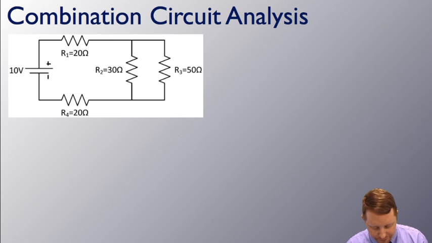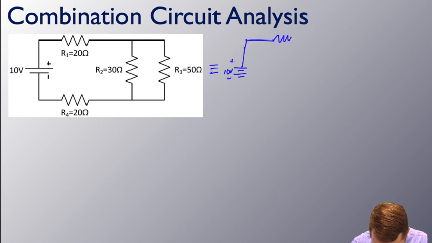Let's take a look. Here we have a circuit that has series and parallel elements in it. And the first thing I'm going to do is I notice I have two resistors, R2 and R3, over here that are in a parallel configuration. So what I'm going to do is replace them with an equivalent resistor in an equivalent circuit. So this will be equivalent to, I'll put a 10 volt battery over here, plus minus 10 volts.